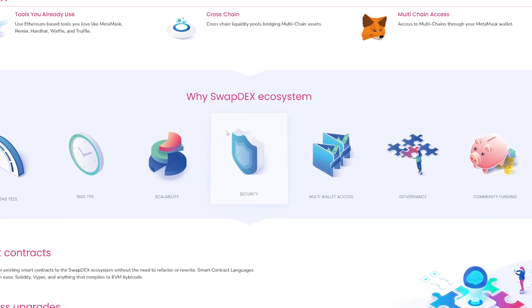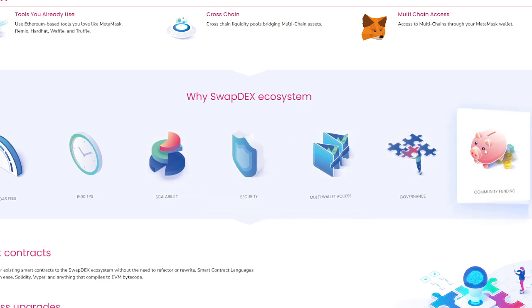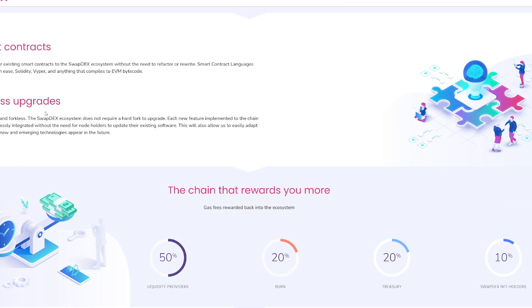If we take a look at the SwapDEX ecosystem, there's a lot of reasons as well as to why people are interested. So low gas fees, 1500 TPS, which is very, very quick. We have scalability, security, multi-wallet access, governance, and community funding. So the smart contracts redeploy your existing smart contracts to the SwapDEX ecosystem without the need to refactor or rewrite. Smart contract languages deployed with ease, Solidity, Viper, and anything that complies to EVM bytecode.